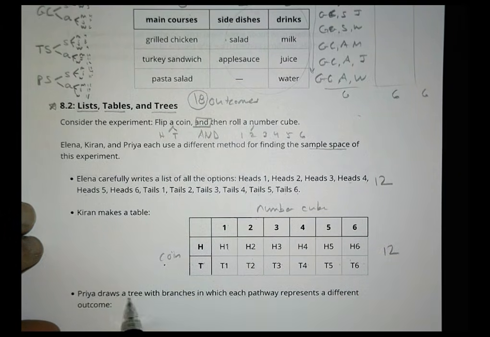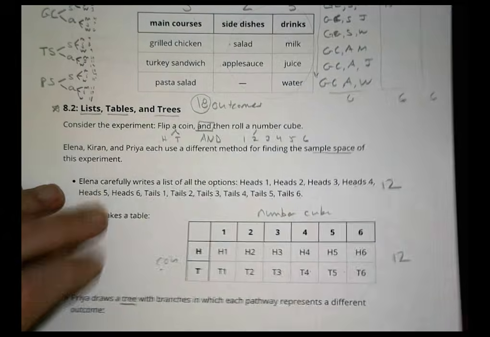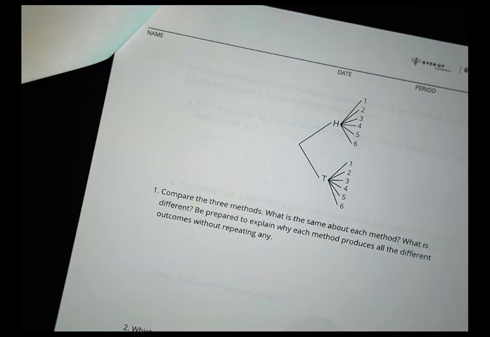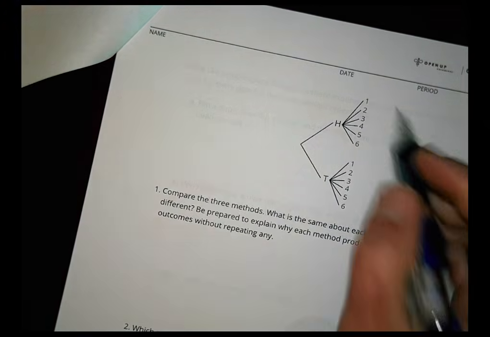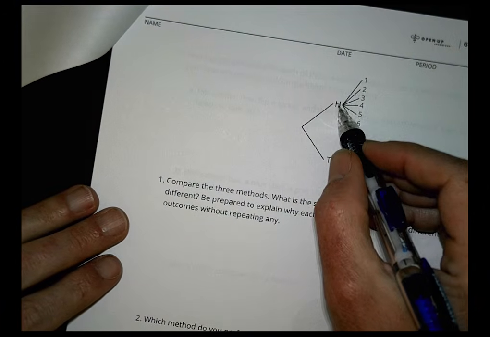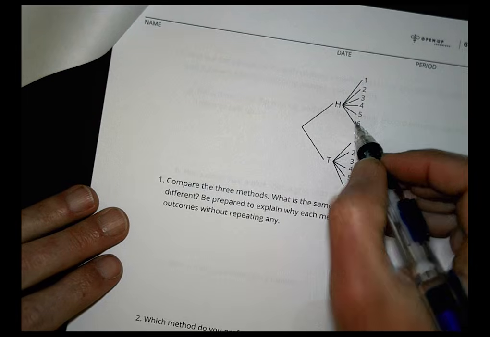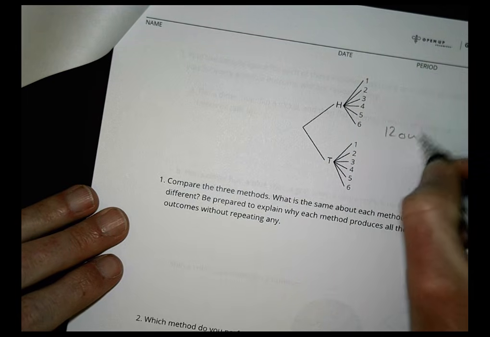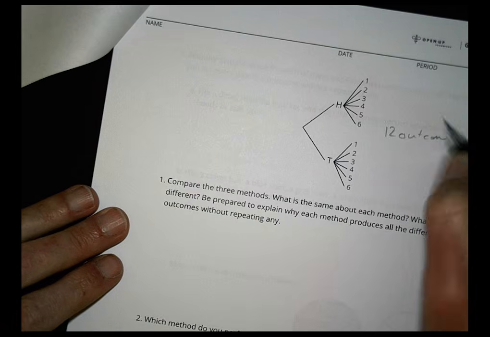Now Priya draws a tree with branches in which each pathway represents a different outcome. So take a look at Priya's. Priya does it this way. She says, well, let's just draw it like this. You flip a head and you get 1 to 6. You can flip tails and get 1 to 6. And again, you can see all 12 outcomes listed right there as well.